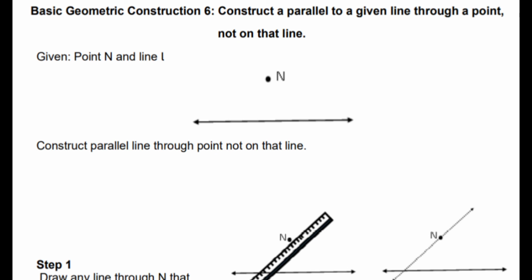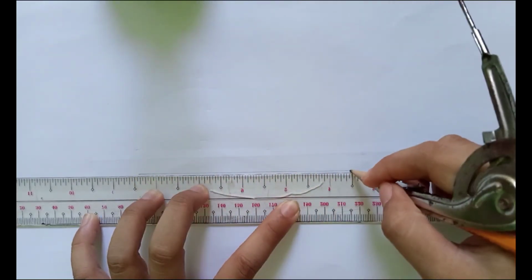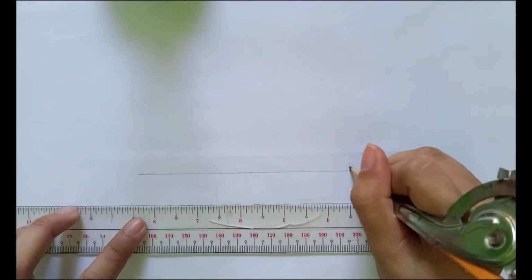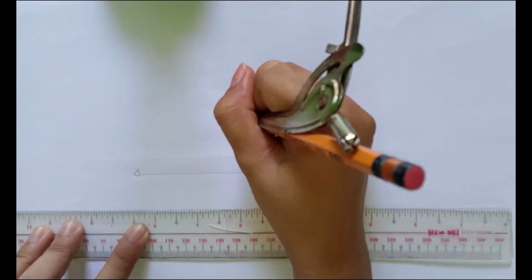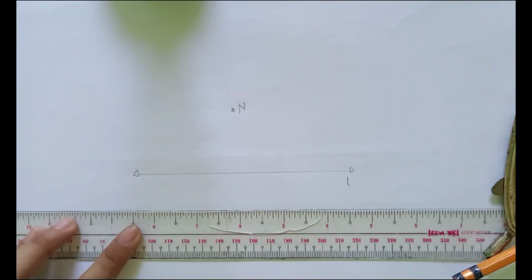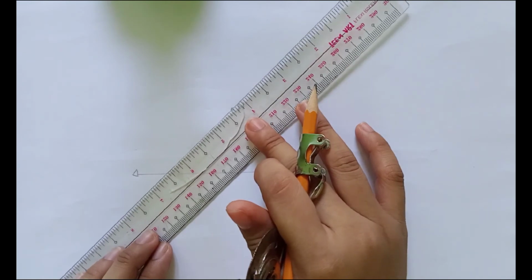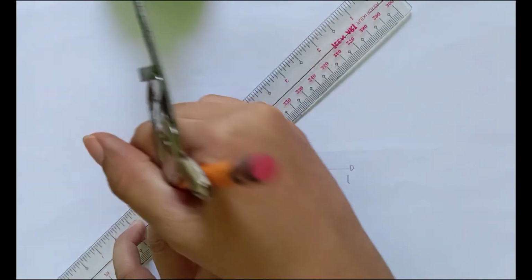So last one, we have basic geometric construction 6. Construct a parallel to a given line through a point not on the line. Given the line and point N not on the line, we will construct a parallel line through point N. For step 1, draw any line through N that meets the given line. So from point N through the given line.